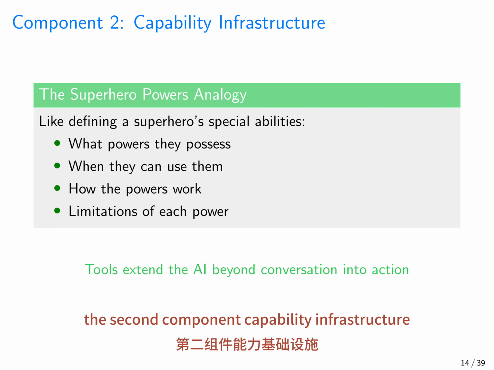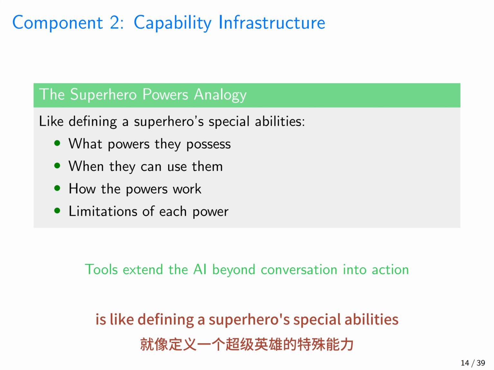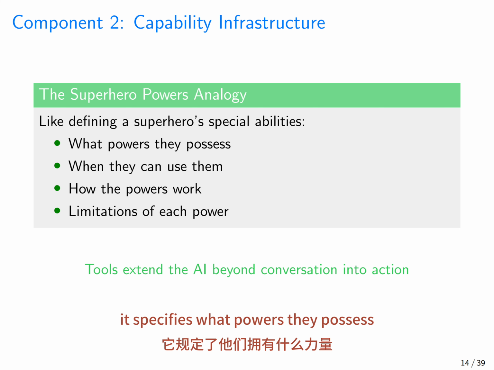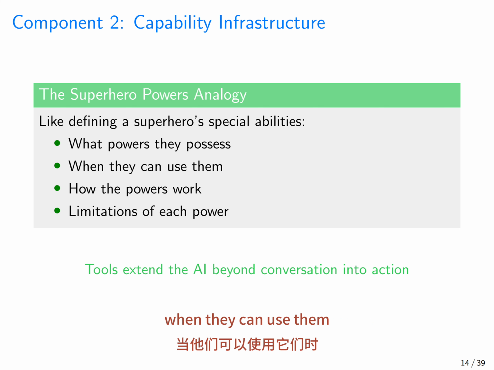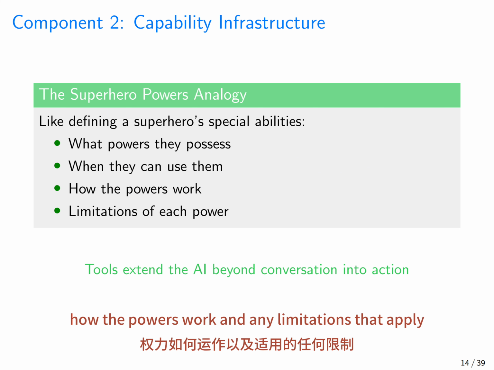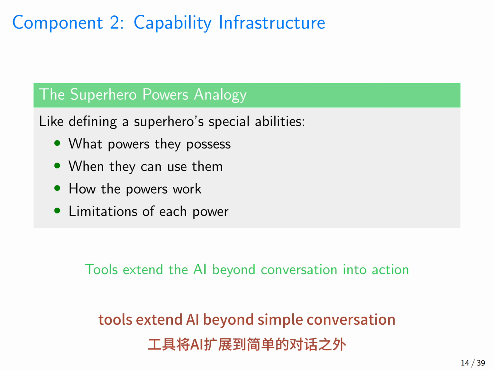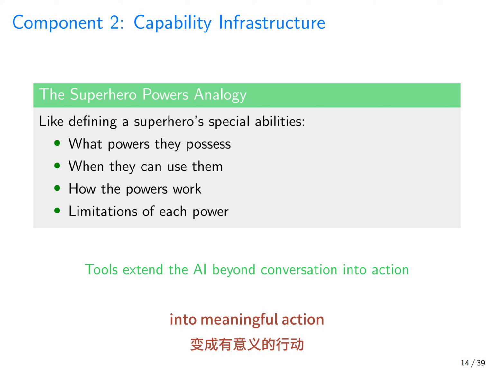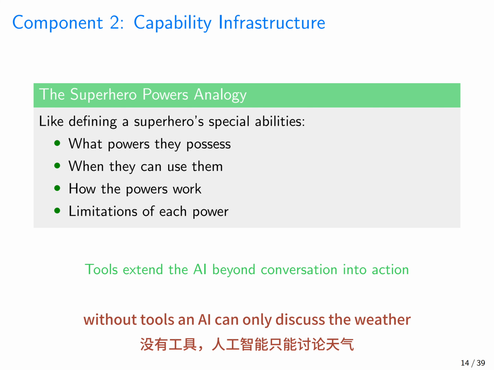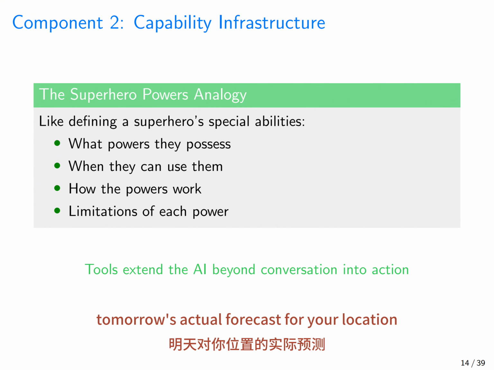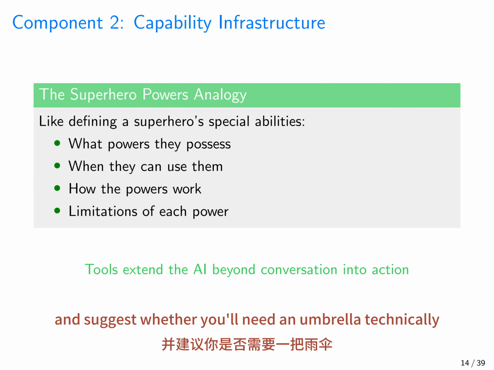The second component, capability infrastructure, or simply tools, is like defining a superhero's special abilities. It specifies what powers they possess, when they can use them, how the powers work, and any limitations that apply. Tools extend AI beyond simple conversation into meaningful action. Without tools, an AI can only discuss the weather. With the right tools, it can check tomorrow's actual forecast for your location and suggest whether you'll need an umbrella.